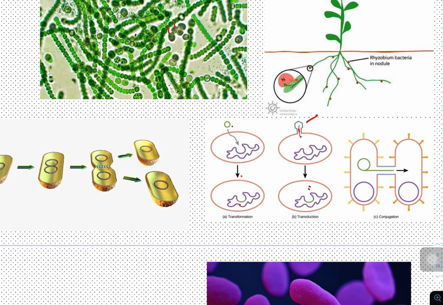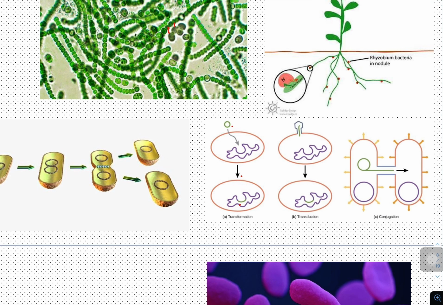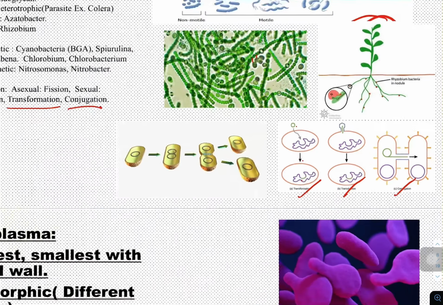Next important point is conjugation. There are R strain and S strain bacteria, or simply positive and negative bacteria. Some amount of DNA enters the other cell. By coming into close contact, a conjugation tube is formed, and hence part of the DNA enters the cytoplasm of another cell. This type of reproduction is called conjugation. These are the three important methods of sexual reproduction in bacteria: first transformation, next transduction, and next conjugation.